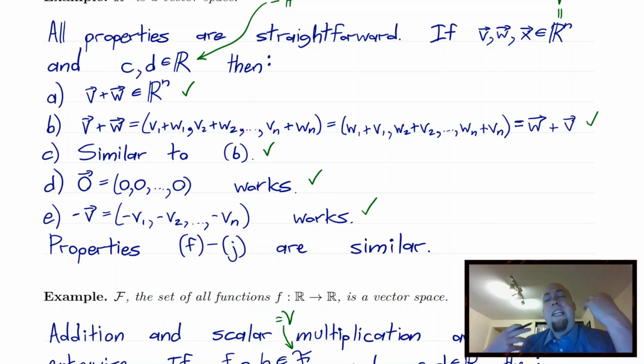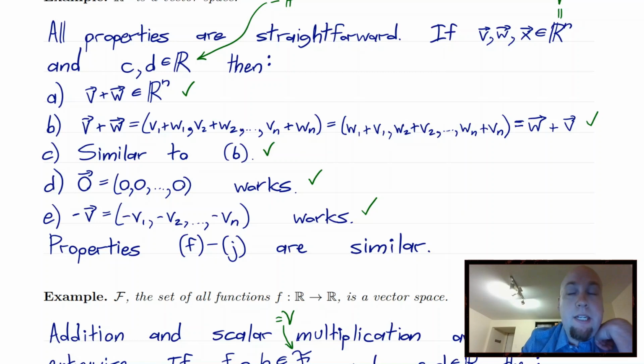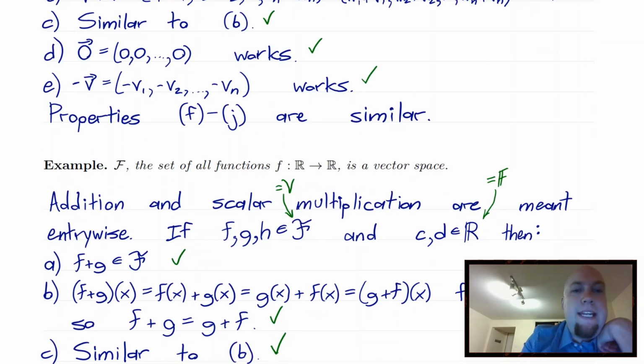Property D, we need to know that there's a zero vector, a vector with the property that if you add it to anything else, you don't change that anything else. And in this vector space, the zero vector is just the vector with every entry equal to 0. That vector works. If I add that to anything, I'm just adding zeros to each of its entries, so nothing changes.